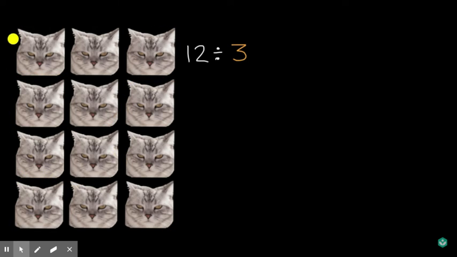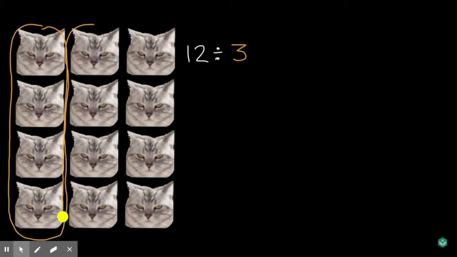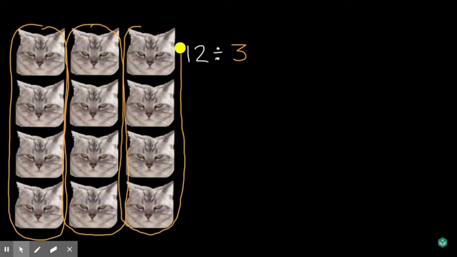So let me see if I can do something different. I could have these 4 in a group, and then I could have these 4 in a group. I think this is going to work out this time. And then I could have these 4 in a group. And as I just said out loud, all of these groups have exactly 4 angry cats in them, which is a little bit more manageable. And so this works out. I've just divided the 12 into 3 equal groups.